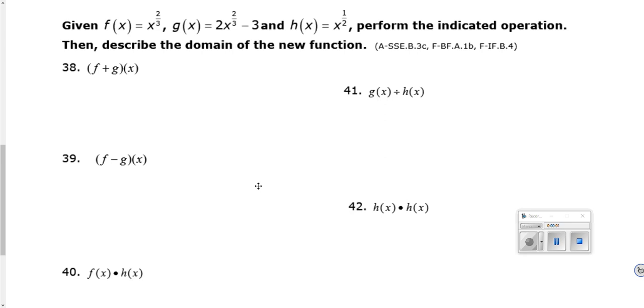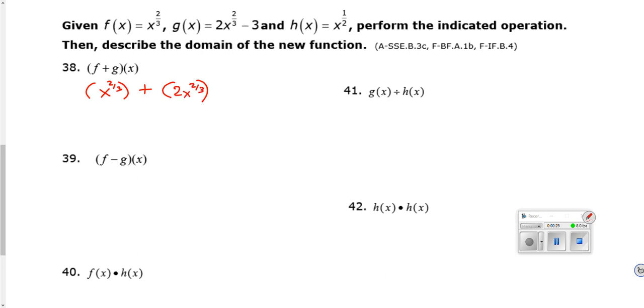Okay, for this last section, this is all just review, but it is using stuff that has exponents that are fractions. So if you think about what this means right here on number 38, it just means to add the two problems together. I don't really like seeing it like that, so I'm just going to sort of substitute it. F plus G. So my F is x to the 2/3. My G is 2x to the 2/3.